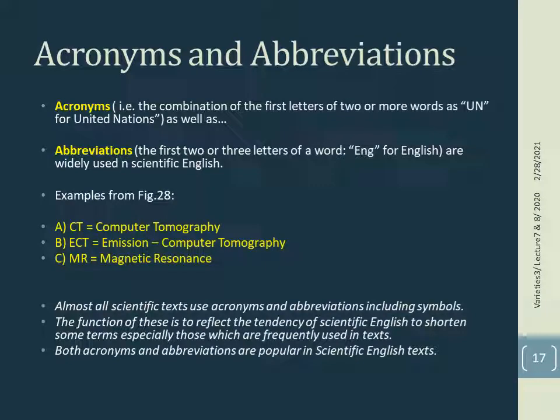Acronyms and abbreviations. Acronyms, that is to say, the combination of the first letters of two or more words, as UN for United Nations. Abbreviations, the first two or three letters of a word, that is to say, ENG for English, dept for department. Alright, so they are widely used in English for scientific texts.